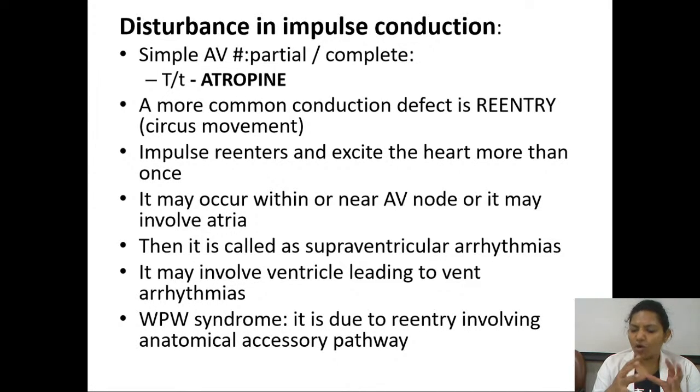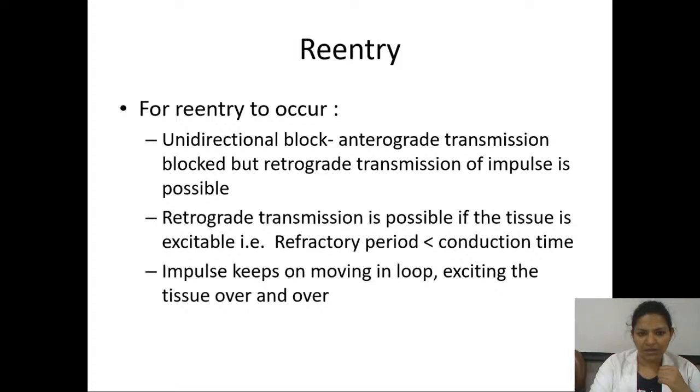It may occur within or near the AV node, or it may involve the atria. When it involves the atria, it is called supraventricular arrhythmia. When it involves the ventricles, it is known as ventricular arrhythmia. WPW syndrome, that is Wolff-Parkinson-White syndrome, is due to re-entry involving an anatomical accessory pathway, right? There is an anatomical pathway because of which WPW syndrome occurs. I'll be showing you a diagram; I think from that it will be clearer to you.